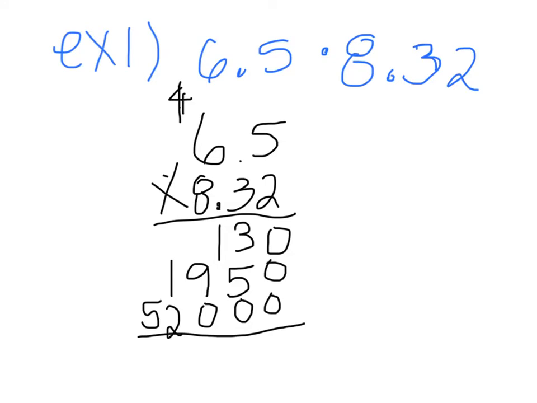3 zeros is just 0. 3 plus 5 plus 0 is 8. 1 plus 9 plus 0 is 10. Carry the 1. 1 plus 1 plus 2 is 4. And then 5. Bring it down. So then I need to know where to put my decimal point. I have 1, 2, 3 numbers behind the decimal points. So I need 3 numbers behind. So 1, 2, 3. My decimal point is going to go right here. So my answer would be 54 and 8 hundredths.